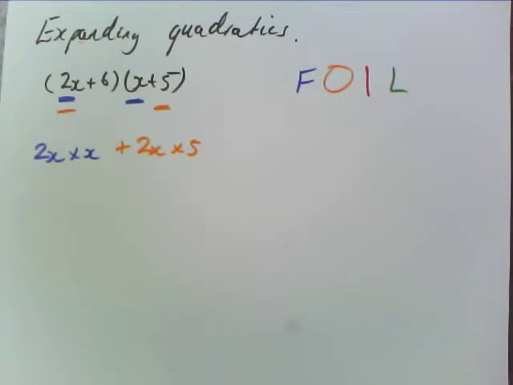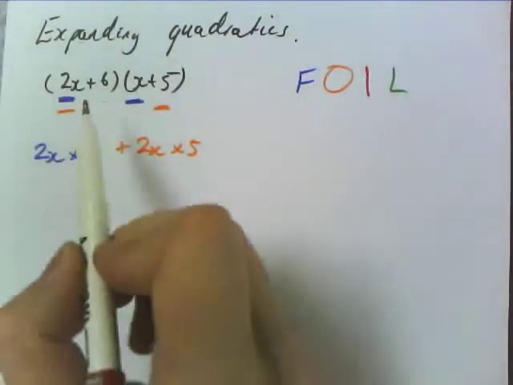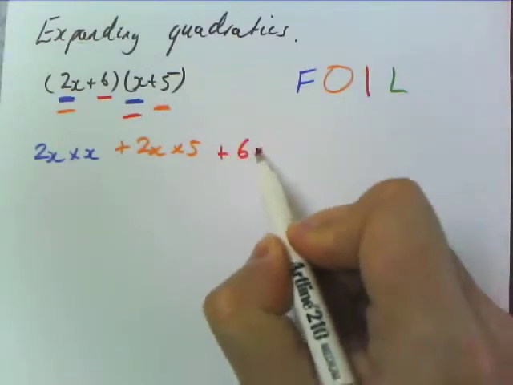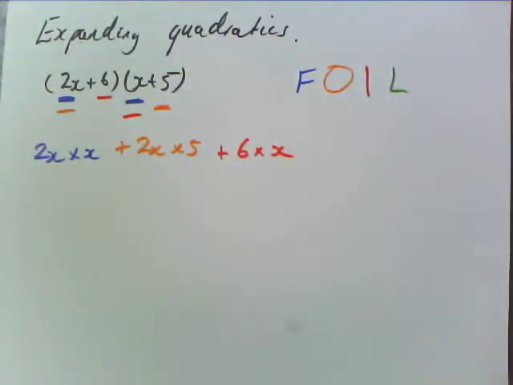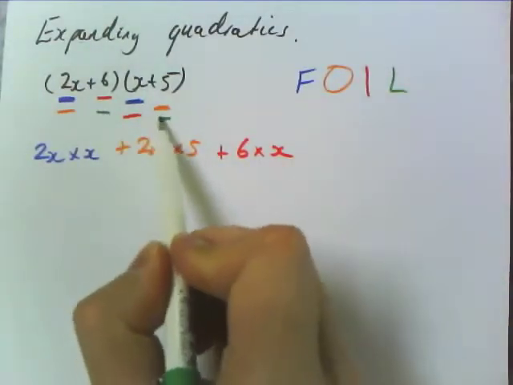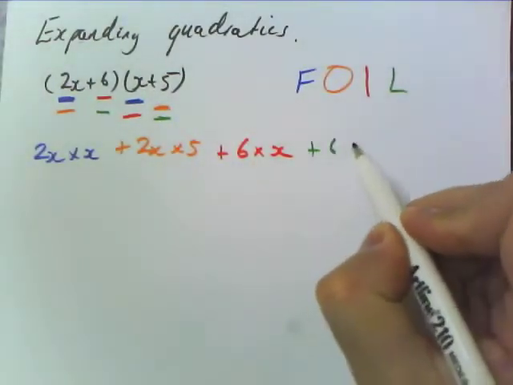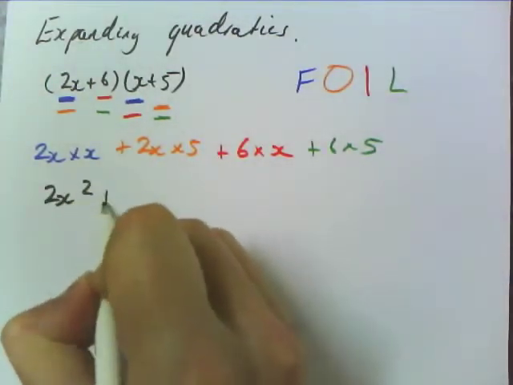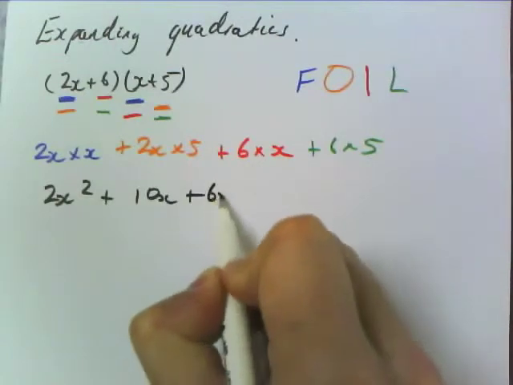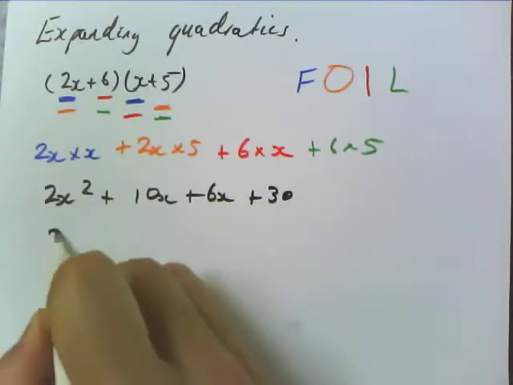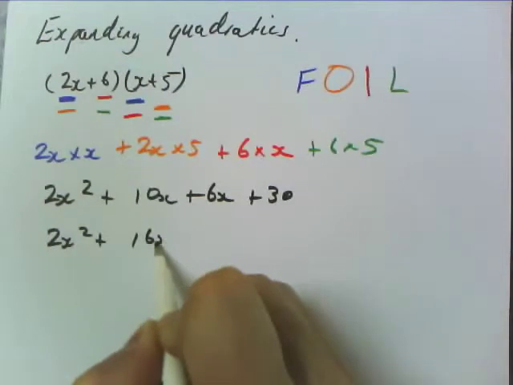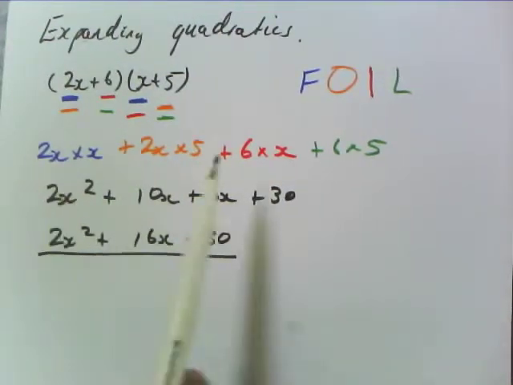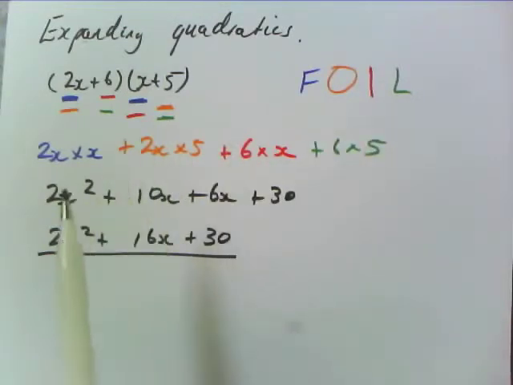Then we're going to multiply the inside terms, which gets us plus 6 times x. And then finally we're going to multiply the last terms, which gets us plus 6 times 5. If you simplify all that down, 2x squared plus 10x plus 6x plus 30, 2x squared plus 16x plus 30. That's where you need to stop, right there. So that's FOIL, that's the default way of doing it.